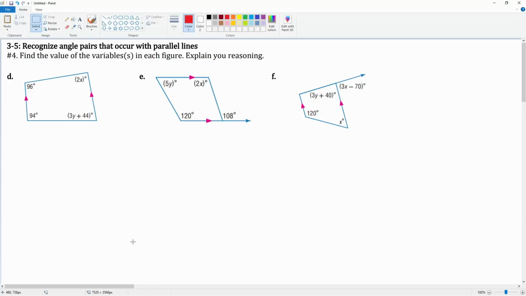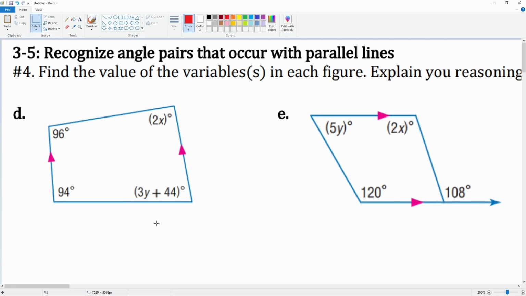This is the second part of question 4. We're still trying to find the same variables. Here you might be afraid because you're like, wait, this isn't like the lines that we have done before. Actually, it does. All you have to do is basically extend this line. So do you see this line here? It keeps on going. So technically, you can extend it.